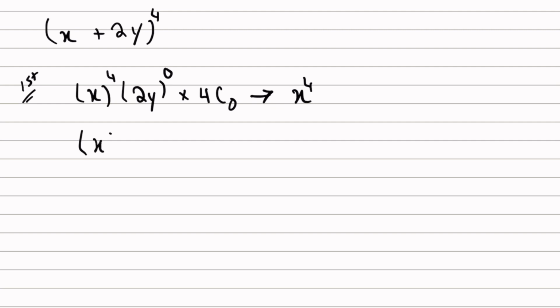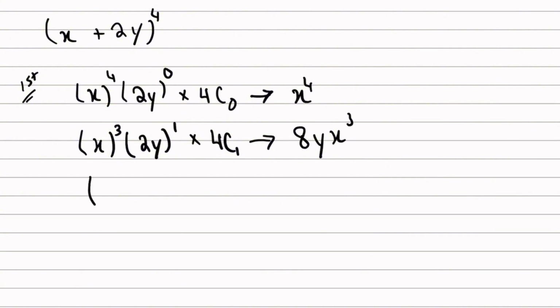Next, x to the power of, obviously here we decrease this by 1, and thus increase this guy by 1, multiply this by 4 choose 1 as the power of the second term, and that should be 6, I believe. No, 4 choose 1 is supposed to be 4. Now 4 times 2 is supposed to be 8yx cubed.